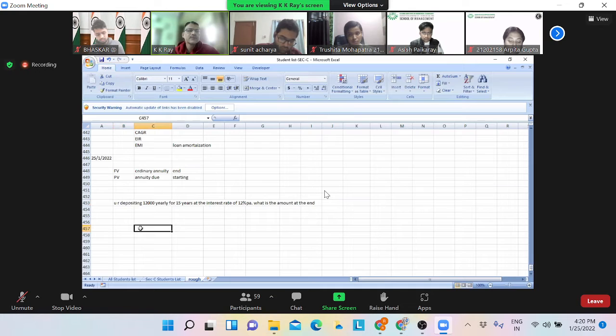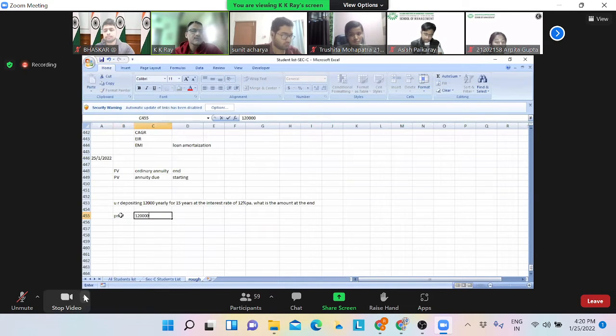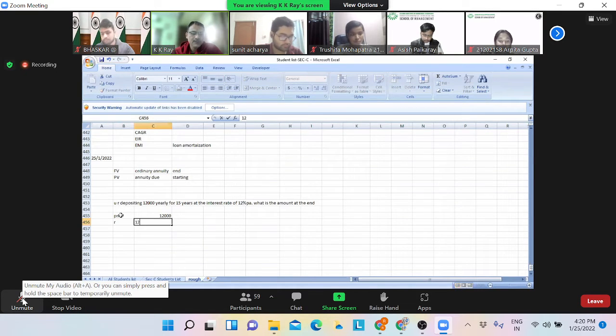Okay. So in this case, what exactly is given? You are depositing 12,000 yearly for 15 years at the interest rate of 12% per annum. What is the amount? So PMT is given. PMT is 12,000. Then R is 12%. Then N equals 15 years, right? So we need to find out the future value.